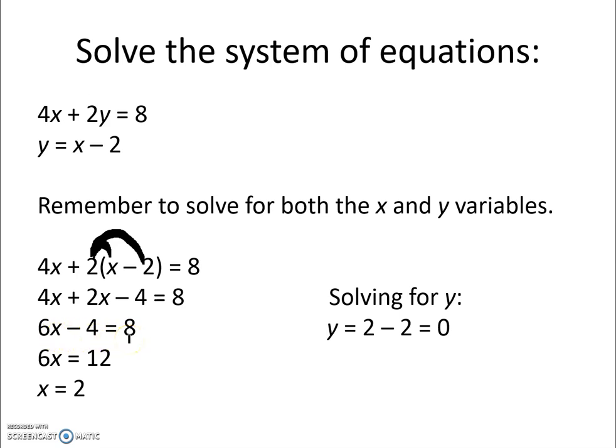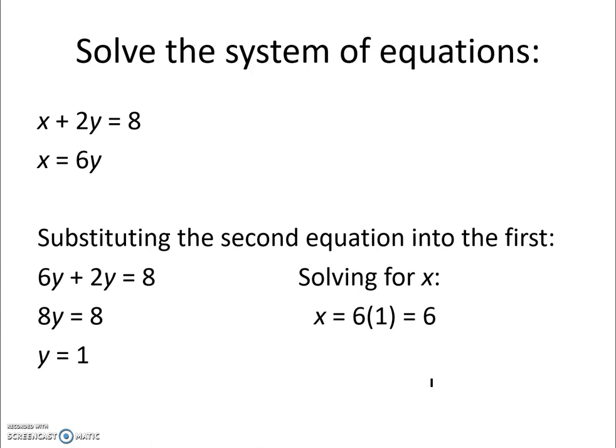Adding 4 to both sides, we end up with 6x equals 12, but we do not want 6x. So we divide both sides by 6, and we find that x equals 2. Substituting that x equals 2 into our second equation, y equals x minus 2, now that we know x is 2, we put that in the equation, and we find that y equals 2 minus 2, or 0. So the point (2, 0) is a solution to this system of equations.